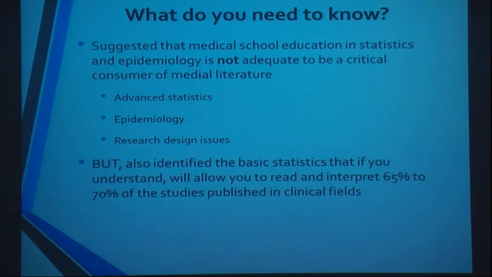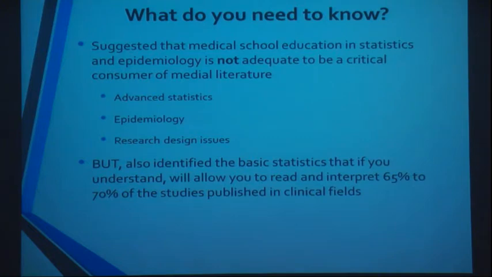Okay, so we have 2 main things that came out of all 3 of these papers. The first suggested that medical school education in statistics and epidemiology is not adequate. In particular, they identified that a lot of papers have advanced statistics. They use a lot of epidemiology concepts that you may not have been exposed to. And there's a lot about research design that you need to know in order to be able to say, hey, this is a good study, this isn't a good study. Okay, so that was kind of the bad news.